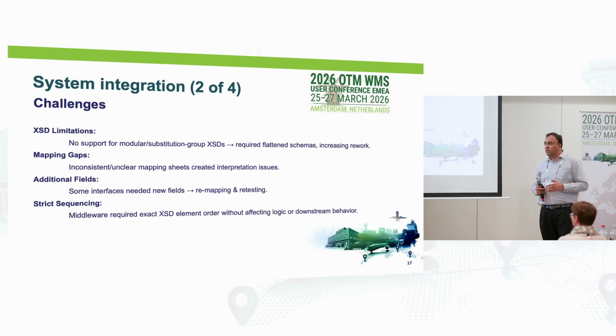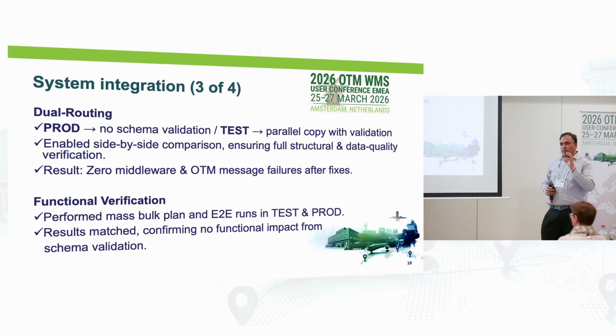Once this was ensured, we had a concept of dual routing. So we had the SAP system sending an IDOC to production without schema validation, and the same IDOC was also routed to our test system with schema validation. So we compared all the messages. We ensured the structure is the same, the data is the same, everything is fine. Then the IT testing is completed.